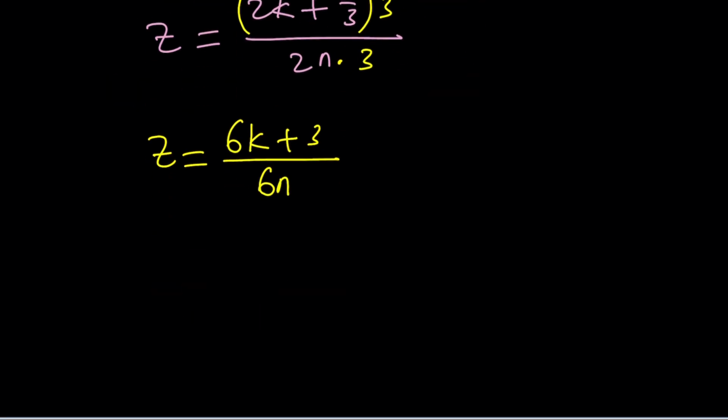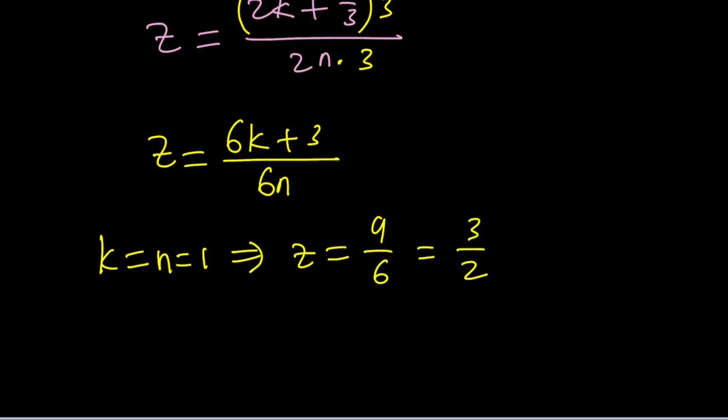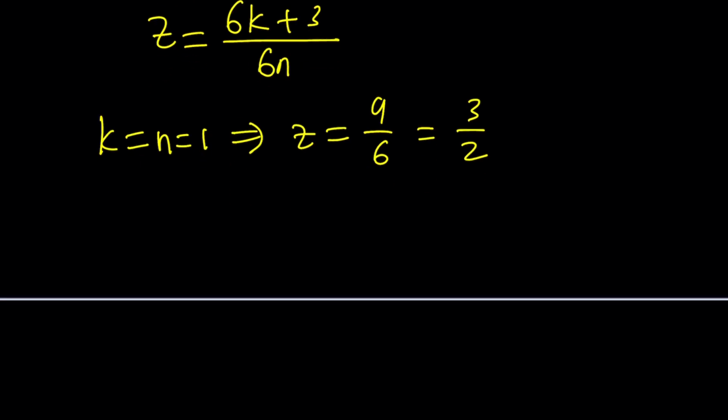Now, what is that supposed to mean? If k and n are integers, let's go ahead and explore some values, such as, for example, if k is equal to 1 and n is equal to 1, let's find out what happens. z equals 9 divided by 6. Oops. We get 9 over 6, which can be simplified as 3/2, right? Okay. Now, is it true that 1 to the power 3/2 is 1/2 plus root 3 over 2 i? That's a good question, right?